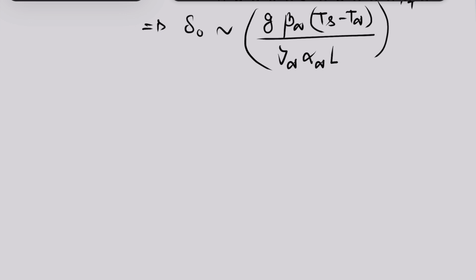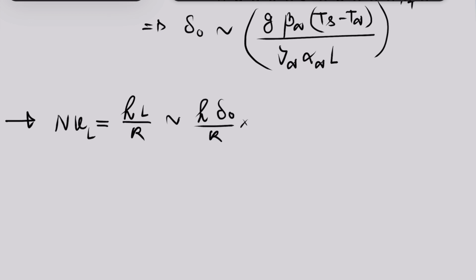So now if I have to find the scale for Nusselt number, that will be hL by k, right? Now this is of the order of h delta naught by k into L by delta naught.